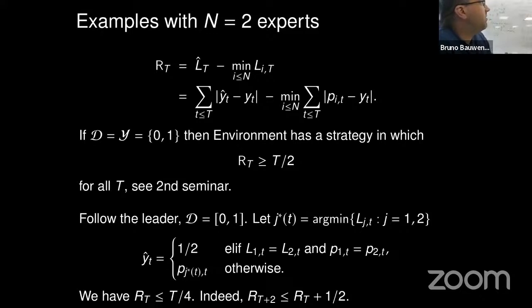So now let us have a decision space. I wrote the interval 0 to 1, but let's say just three numbers, 0, 1, and 1/2, but still binary labels, 0 and 1. Then we can decrease the regret from T over 2 to T over 4. So we have a strategy to have regret at most T over 4, and this strategy is called follow the leader. There is a strategy to have T over 4 if there are two experts.